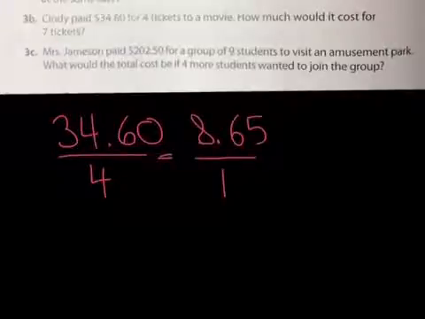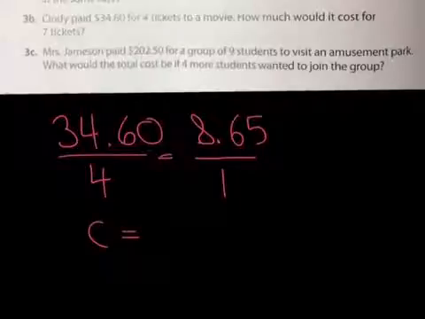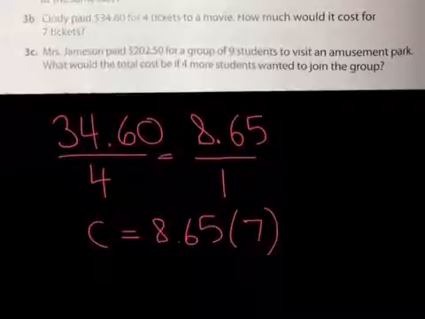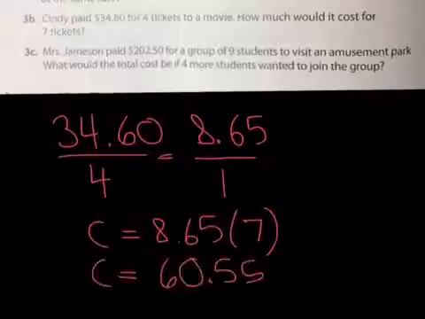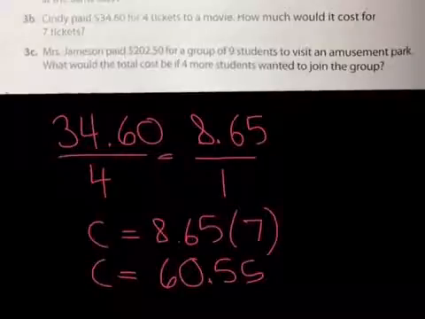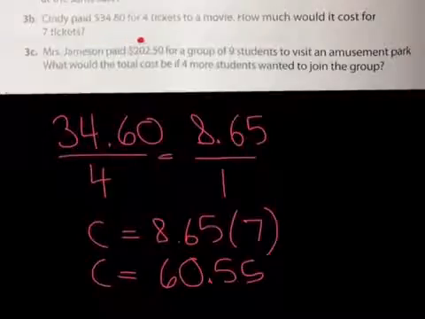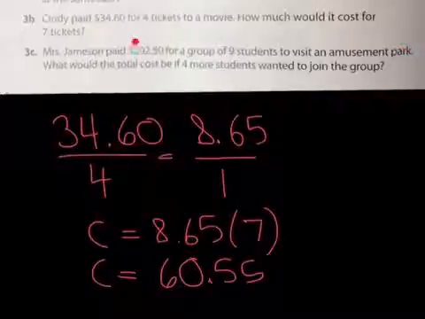I get $8.65, so that's my constant of proportionality, so I know my cost will be $8.65 times 7, which is the number of tickets, or movie tickets. And there you have it. When you multiply, you get 60.55. Therefore, write it here, please. Therefore, 7 movie tickets would cost $60.55. Write your therefore statement right there.